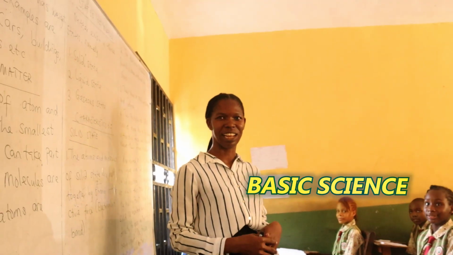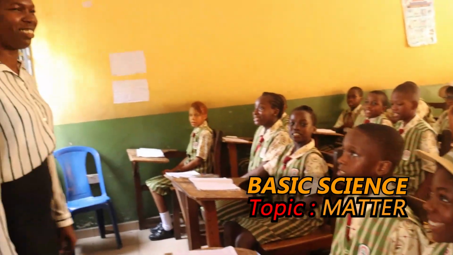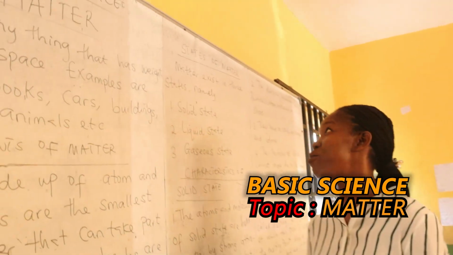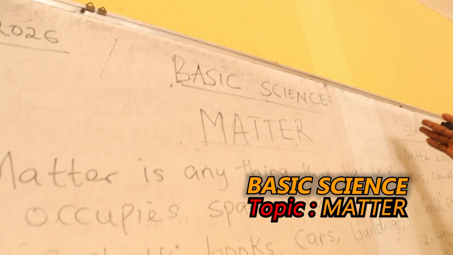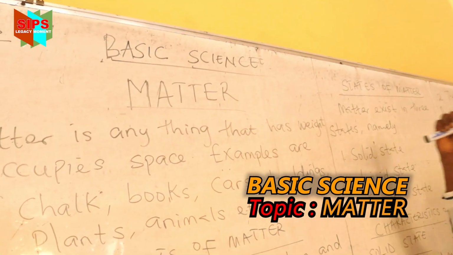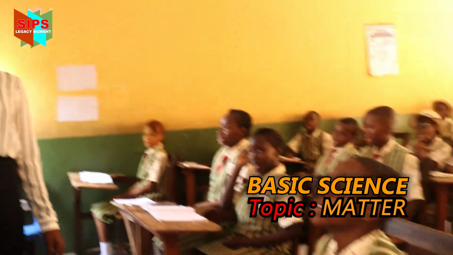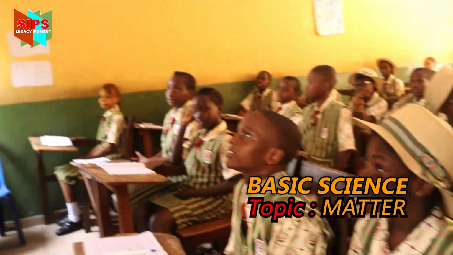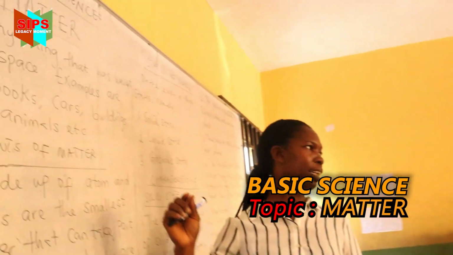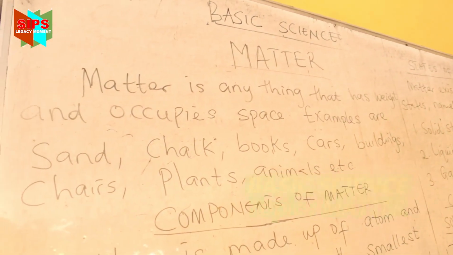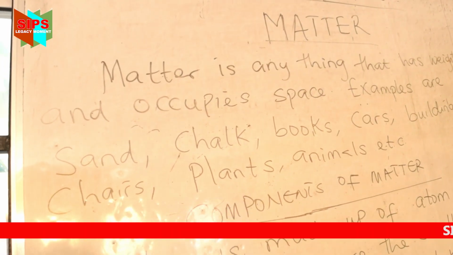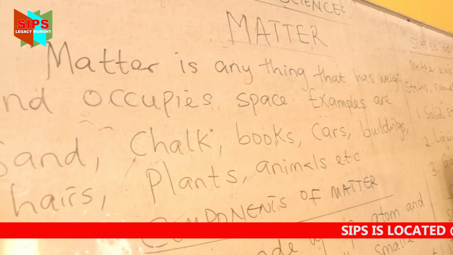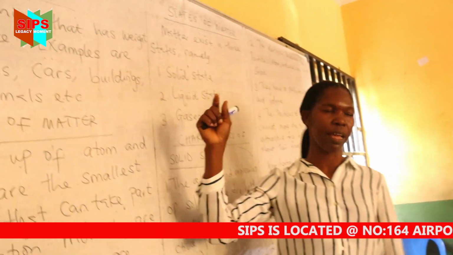University. Good afternoon, class. Good afternoon, Auntie. We are all welcome to class this afternoon. Today we'll be looking at basic science, and the topic is matter. Can we say it together? Matter. Thank you very much. Matter is defined as anything that has weight and occupies space.